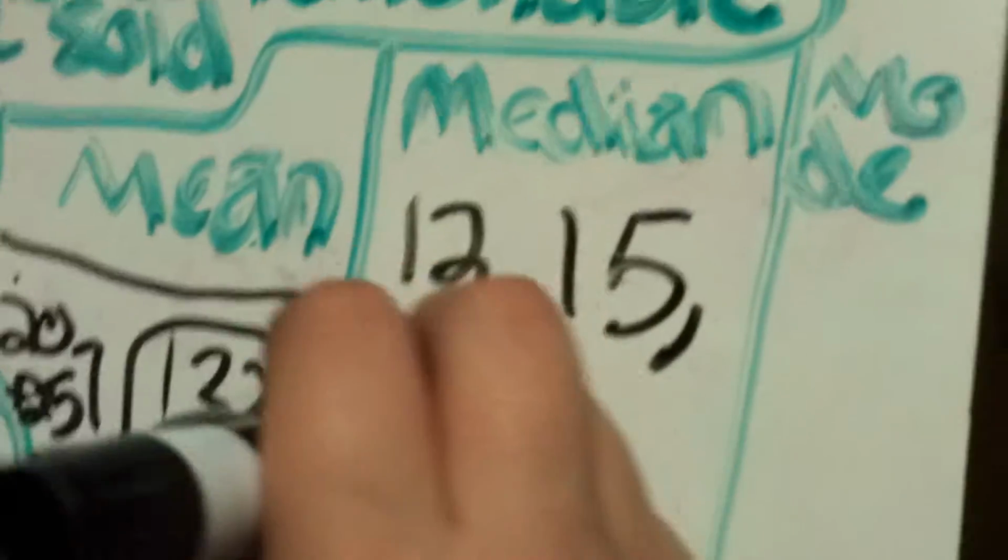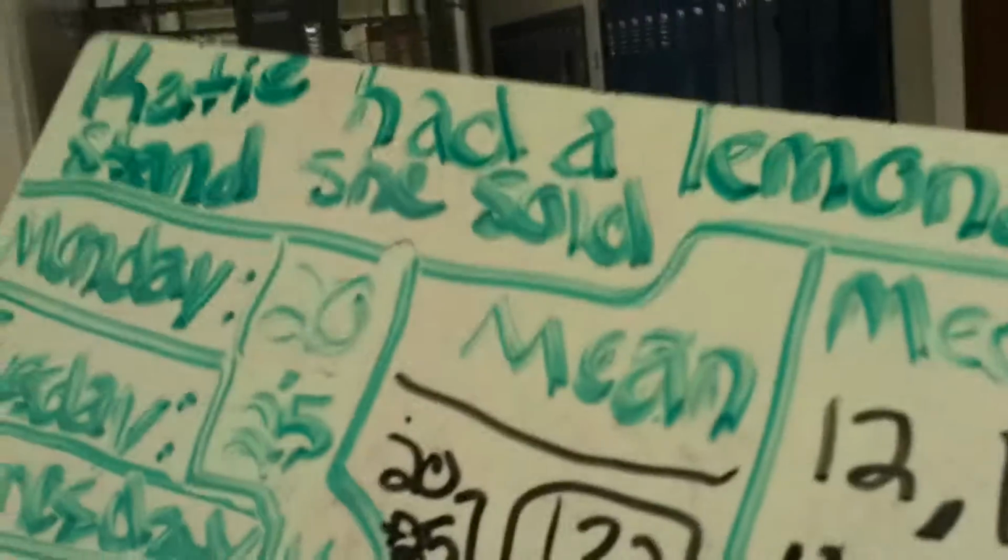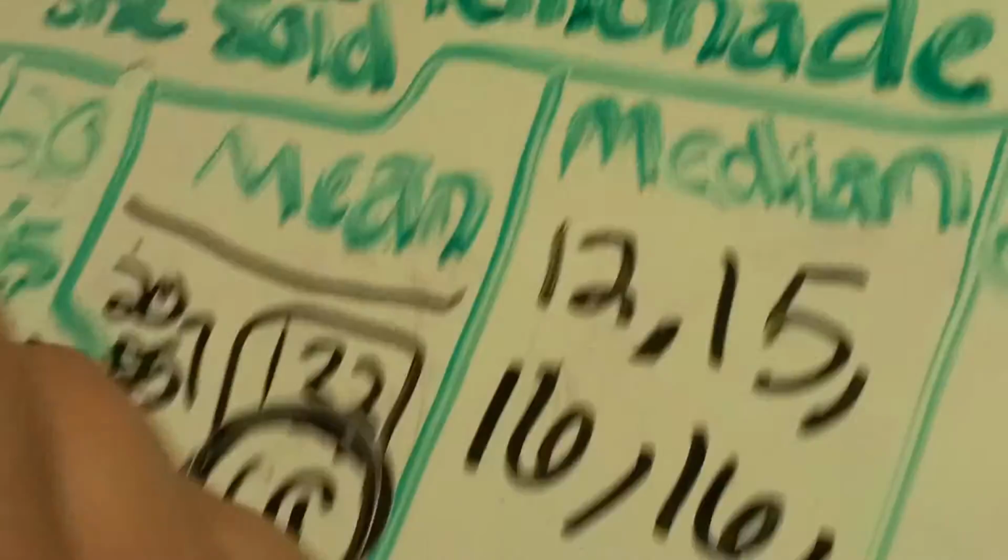Okay, so median. We have to put all these numbers in numerical order, which means the numbers from smallest to largest. So it would be 12, 15, 16, 16, 20, 25, and 29. So then we cross them off. 12's gone, 29's gone, 15's gone, 25's gone, 16's gone, 20 is gone. So the answer is 16.